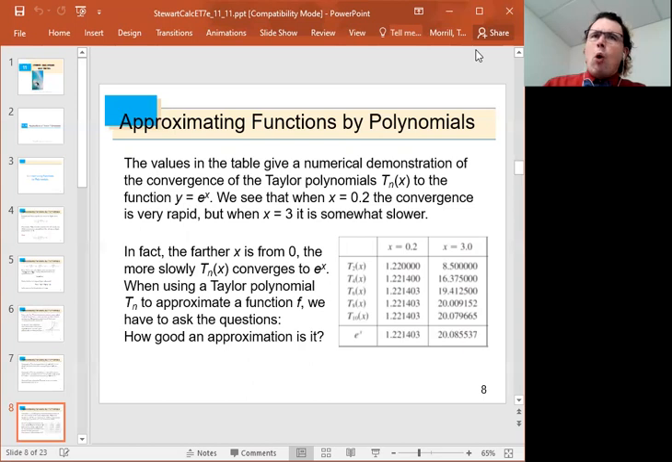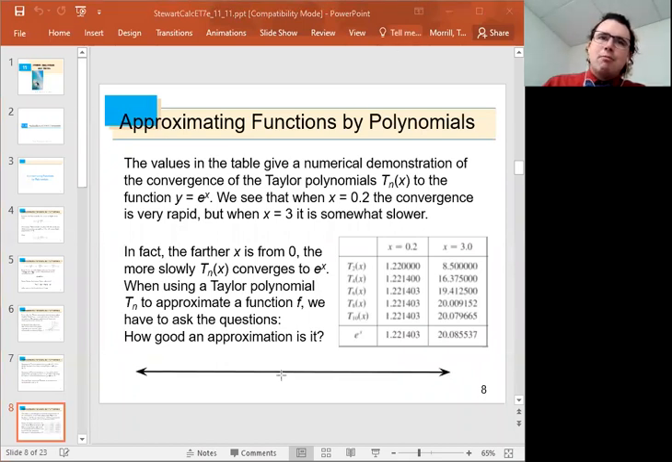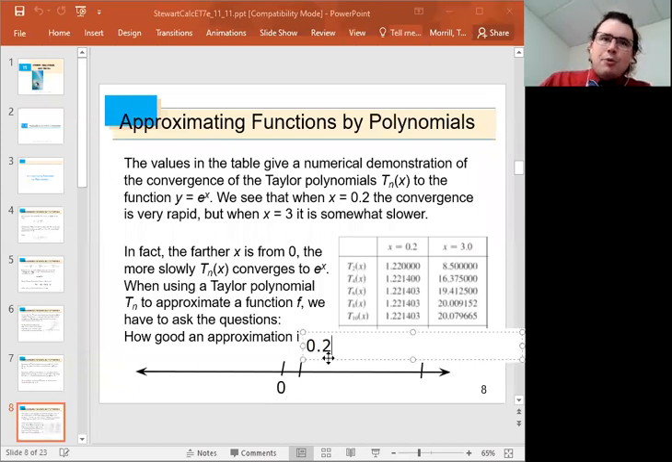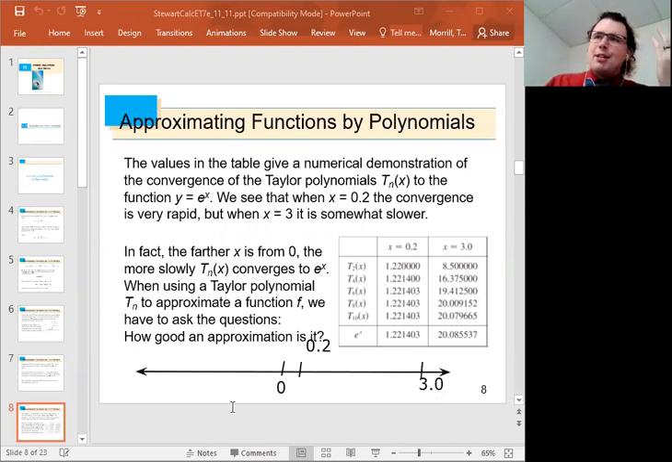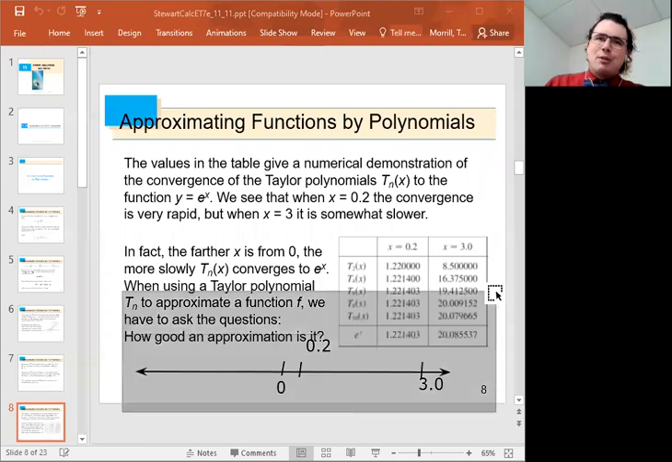Well, why is this? Why should x equals 0.2 have a better approximation in this exponential function than x equals 3.0? Well, the reason is that I get a better approximation when I'm close to my centered value for the Taylor series. And this time I picked 0. My approximations get worse the farther away that I am from the centered value. And since 3 is farther away, I have a worse approximation.